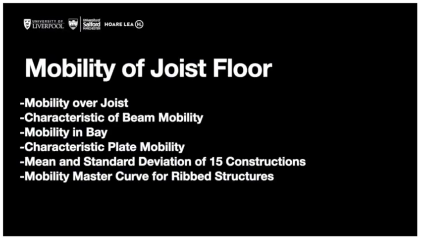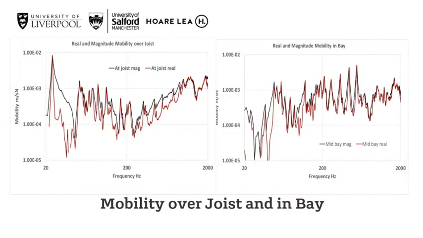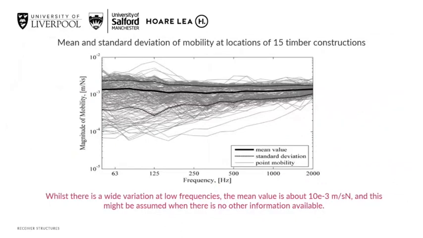Okay, so moving on. These are the measurements that we have got from the video that we just saw: the mobility over the joist and the mobility in the bay. As I stated earlier, it does look variant, and we have established from many measurements, and from the ones available in literature, that there is a variation in different timber constructions.